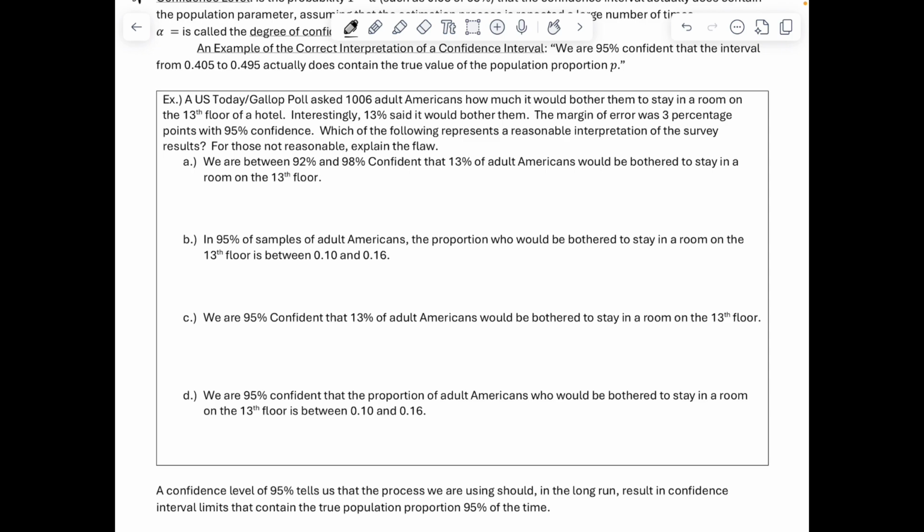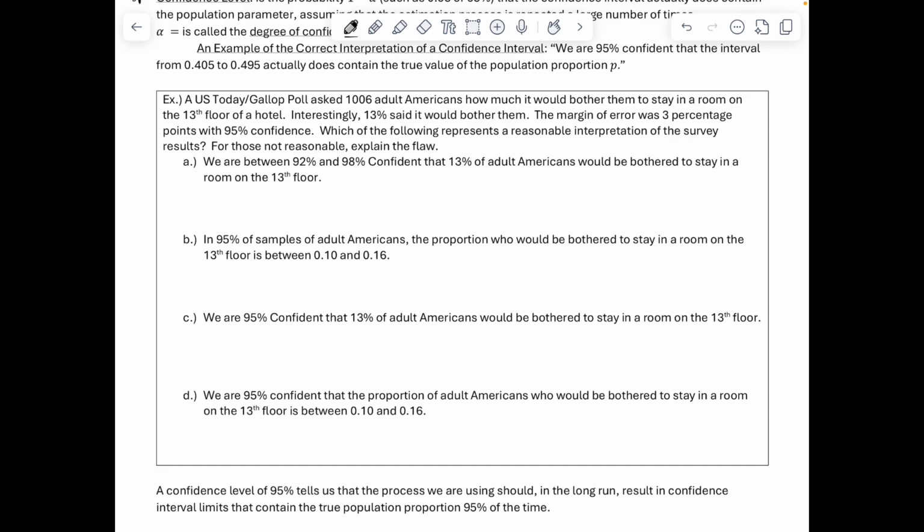The example right below says a USA Today Gallup poll asked 1,006 adult Americans how much it would bother them to stay in a room on the 13th floor in a hotel. Interestingly, 13% said it would bother them. The margin of error was 3 percentage points with 95% confidence. Which of the following represents a reasonable interpretation of the survey results? For those not reasonable, explain the flaw.